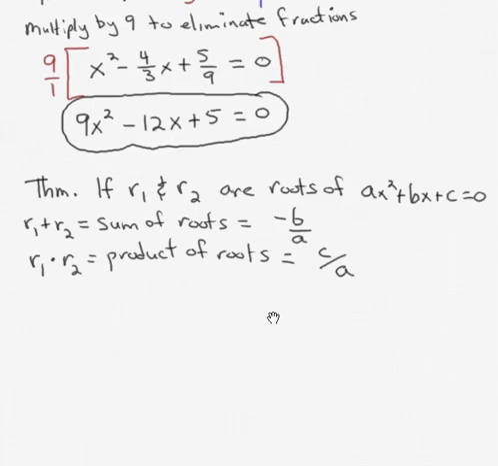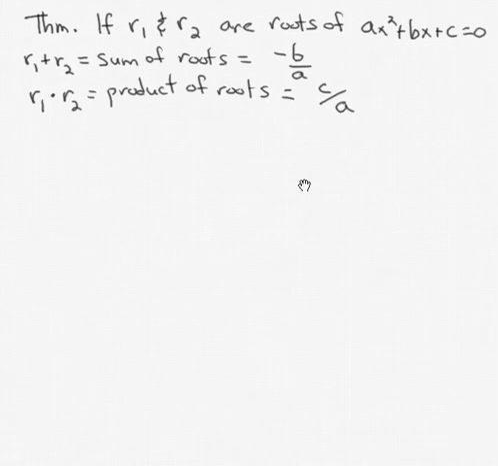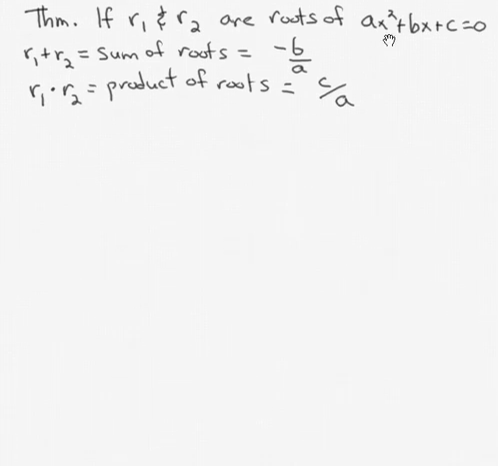Alright, well here's another theorem. If r sub 1 and r sub 2 are roots of any quadratic equation, ax squared plus bx plus c equals 0, then the sum of my roots should be the same thing as the opposite of b, which is the coefficient of x, divided by a, which is the coefficient of x squared. And the product of my roots should be the constant, whatever its sign is, divided by a, the coefficient of my x squared term.